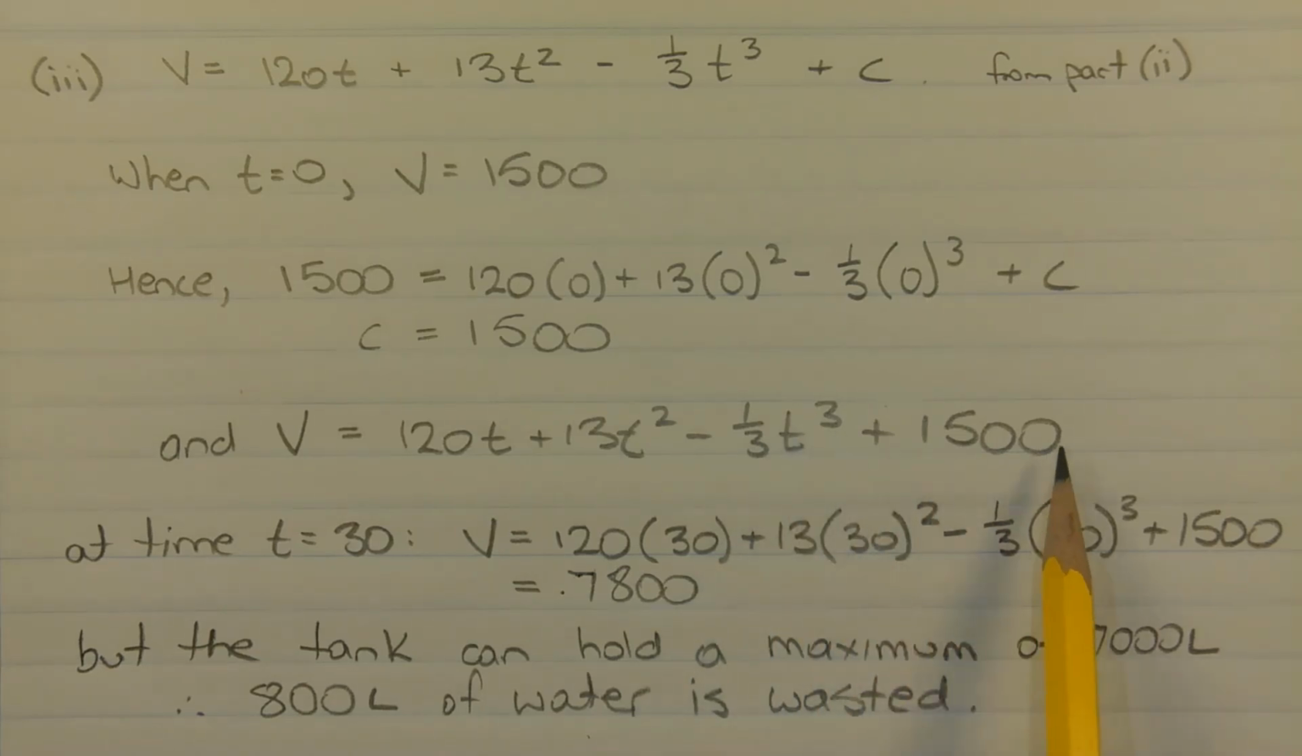t cubed plus 1,500. Now after 30 minutes, the volume V is equal to 120 times 30 plus 13 times 30 squared minus 1/3 times 30 cubed plus 1,500, which equals 7,800. But the tank can only hold a maximum of 7,000 litres. Therefore, 800 litres of water is wasted.